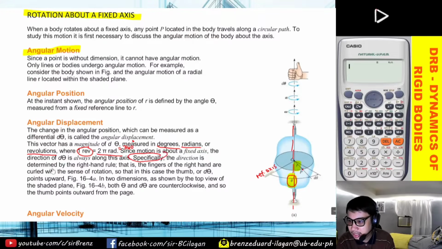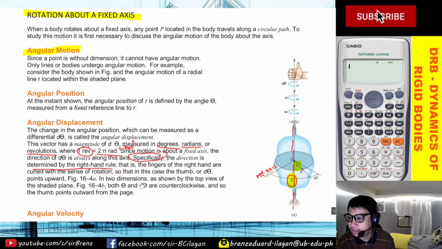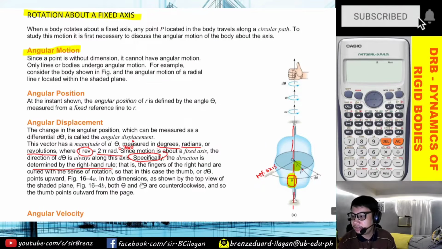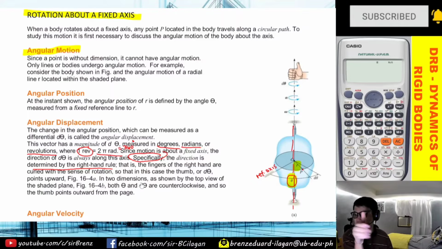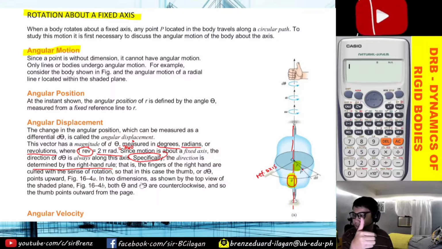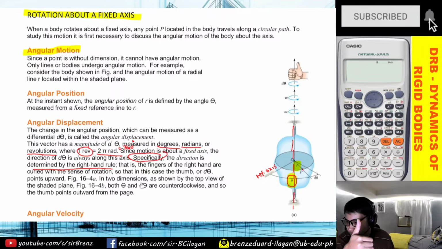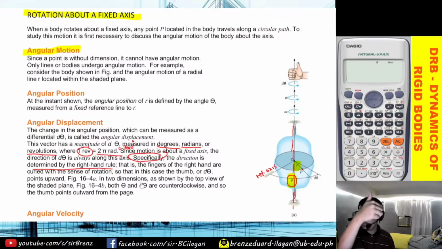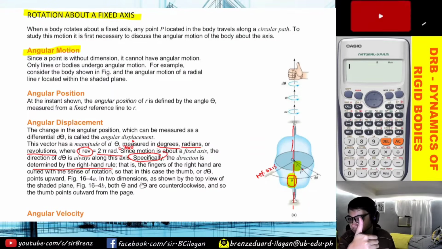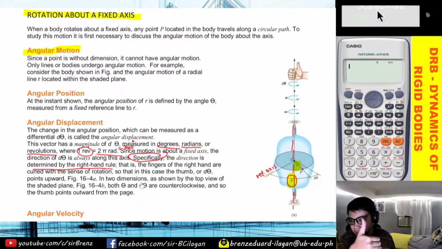Specifically, the direction is determined by the right hand rule. So the fingers of the right hand are curled with the sense of the rotation. Again, your 4 fingers show the direction of rotation of the point P. So in this case, the thumb or d theta points upward. As shown by the top view of the shaded plane, both theta and d theta are counterclockwise.